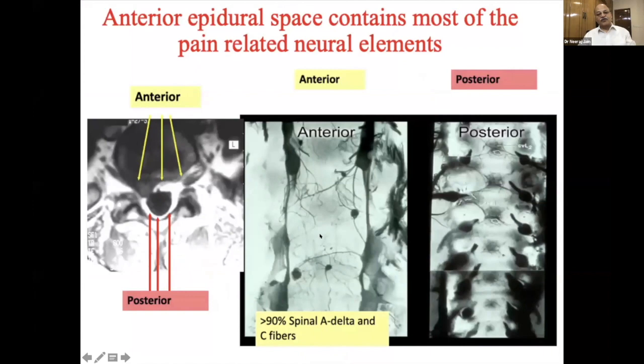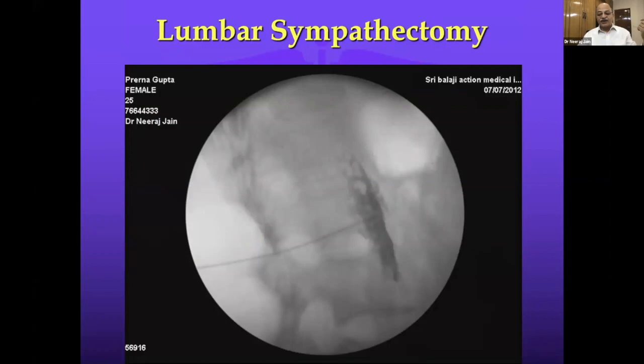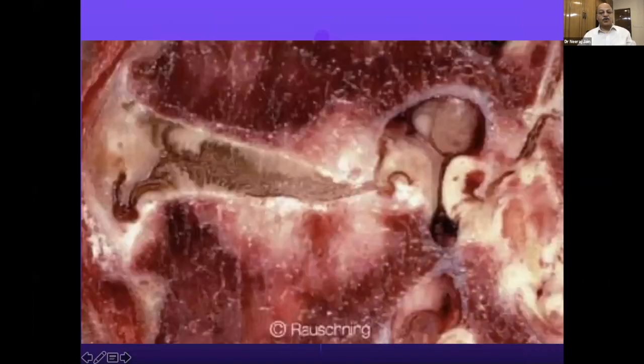When we are trying to do posterior epidural, it does not really address the pain in a large number of patients until there is a facetogenic pain, right? And so that's why we are trying to do anterior epidural injections most of the time. This is another reason why we sometimes tend to do a sympathetic block, when there is anterior discogenic pain, which is more of somatic or sympathetic chain mediated.